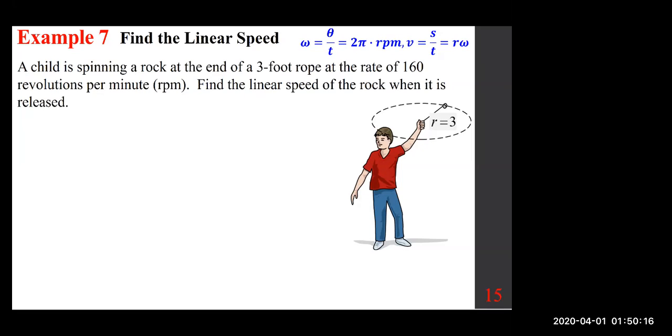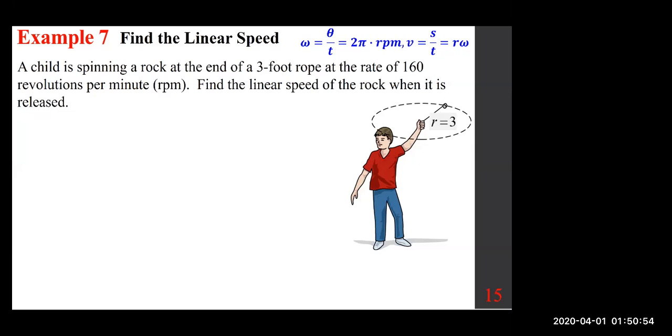So first at top in blue, I put the formulas we just discussed. Omega is theta over t, okay? And V is S over t or R omega. By the way, omega is also equal to 2 pi times RPM. I'm assuming everybody remembers RPM stands for revolutions per minute. It could be RPS, revolution per second, or RPH. So I don't want to write the whole thing again: revolution per, and then the unit of time, whatever it may be.